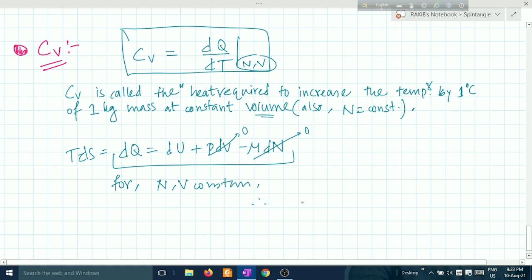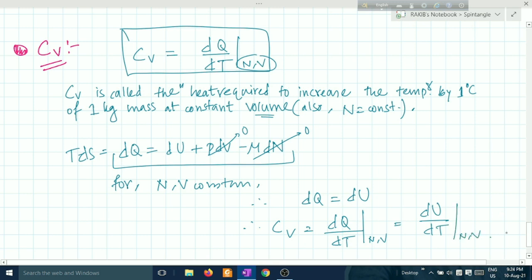This means dq becomes dU. Therefore, CV will be what? CV was given as dq by dT at N comma V, which equals dU by dT at N comma V. This is the required formula for CV.